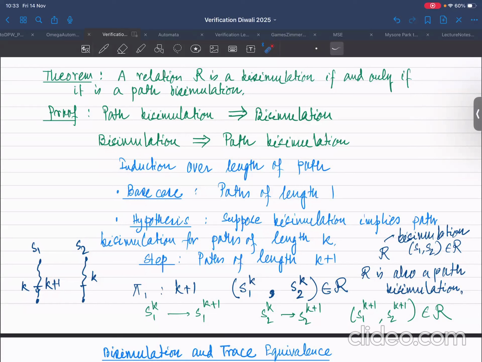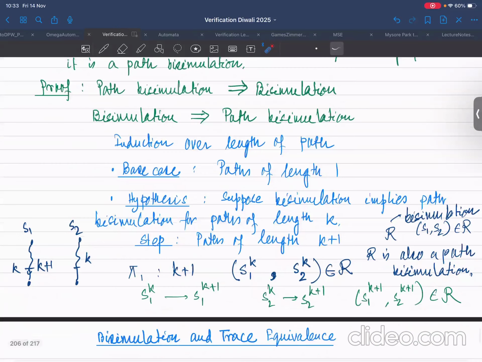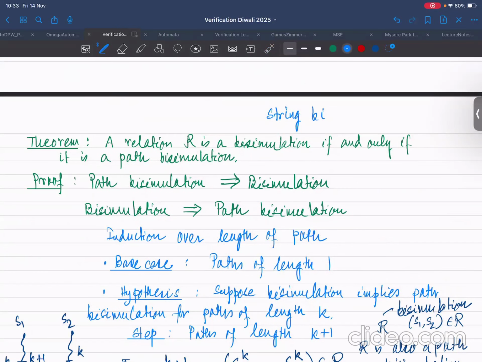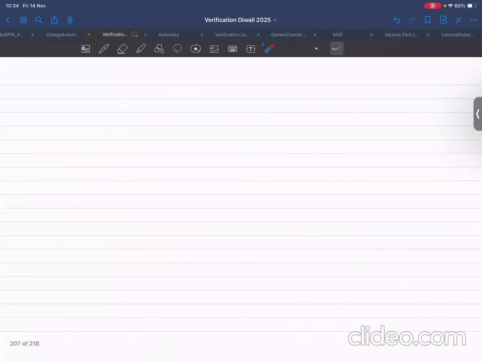Okay, so this is essentially the proof. In some places, path bisimulation is also called string bisimulation, because if you talk about a transition system, or maybe two automata, let's see. Here we are talking about Kripke structures, and the label of a state is the same as the label of the other state.